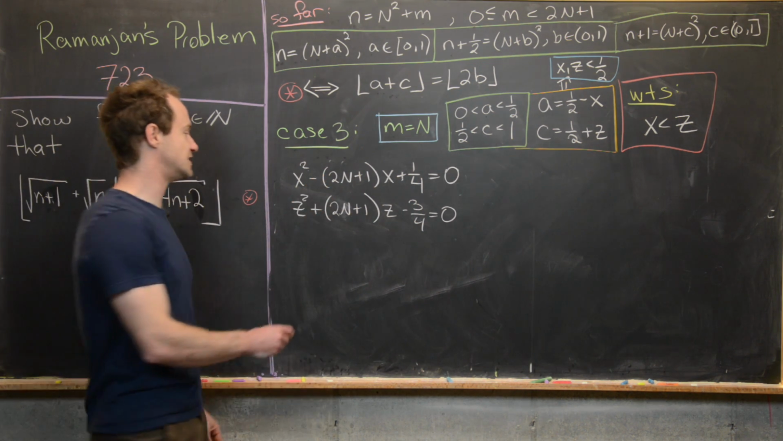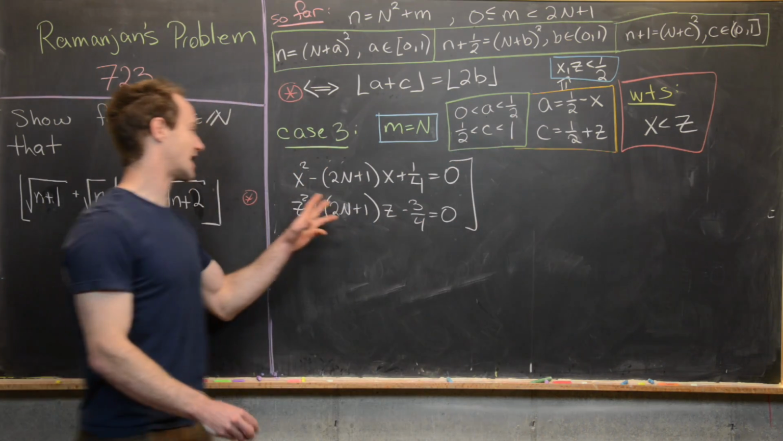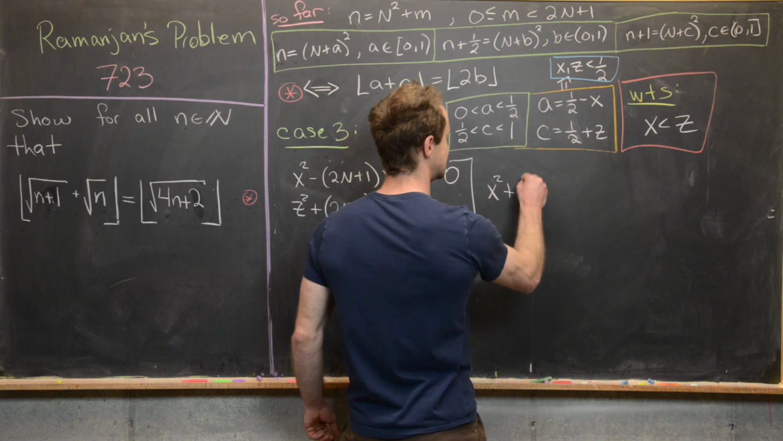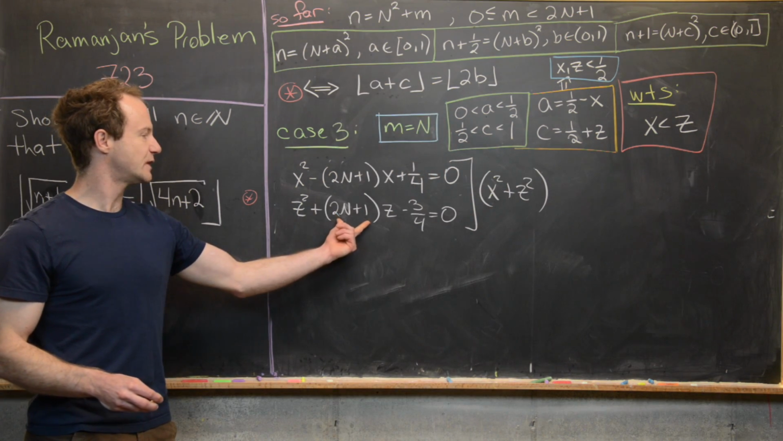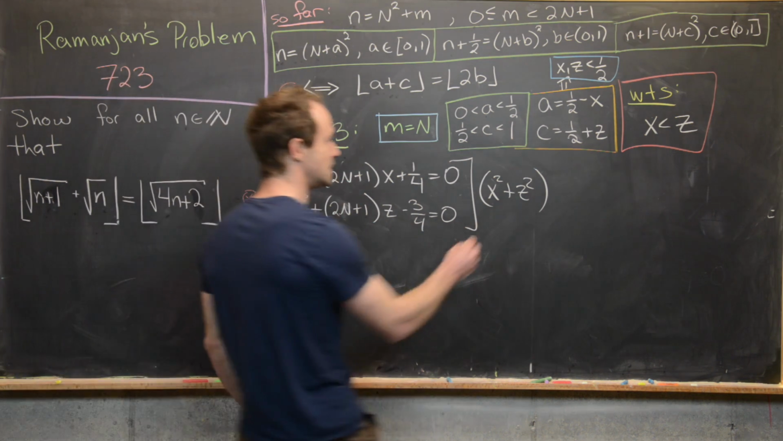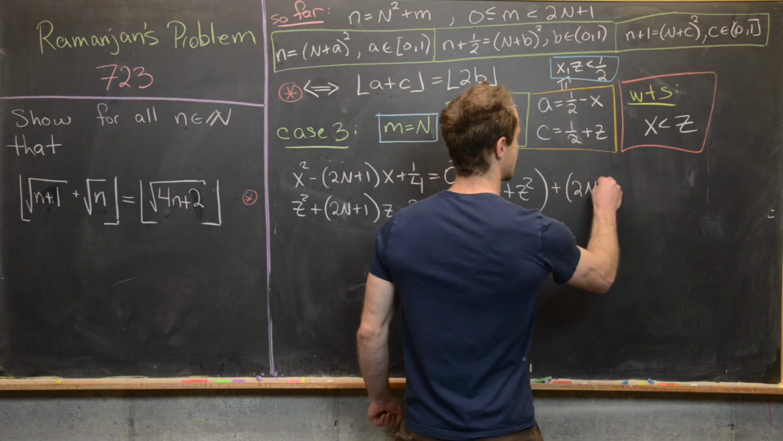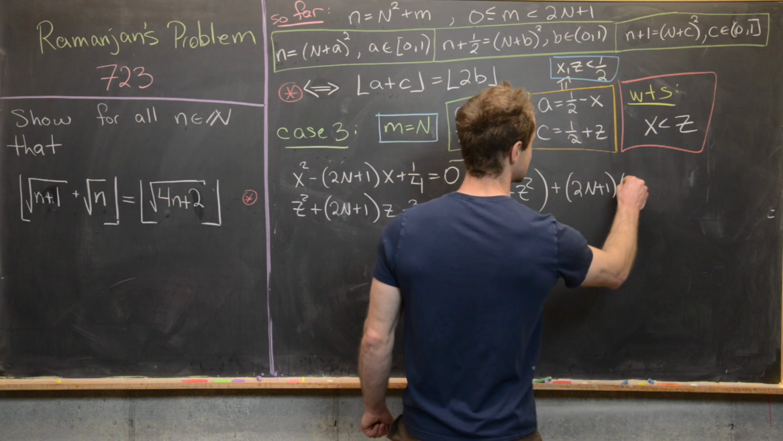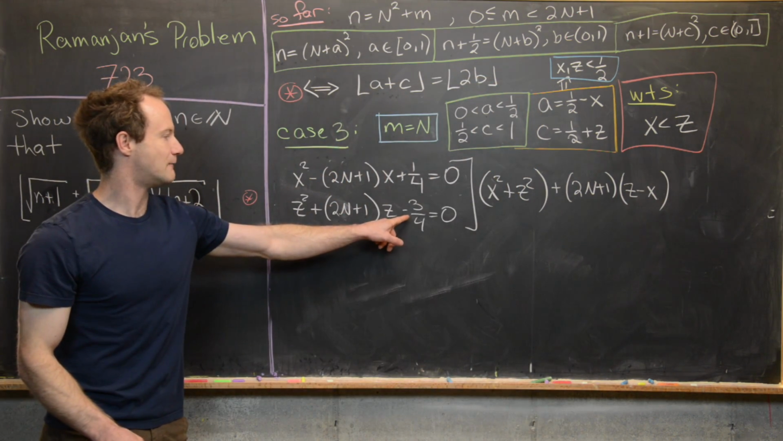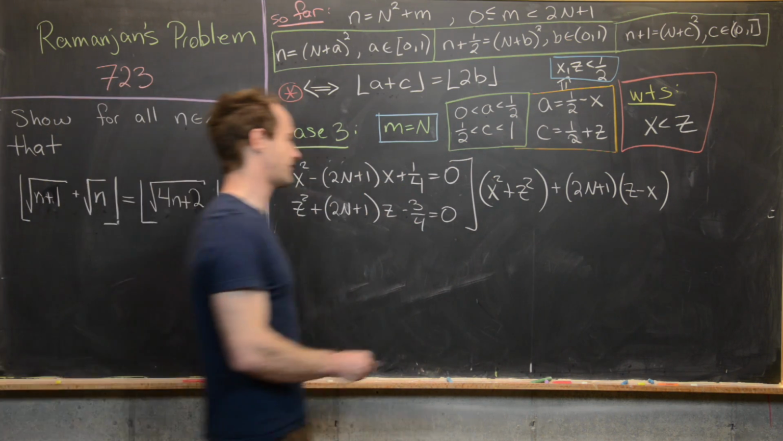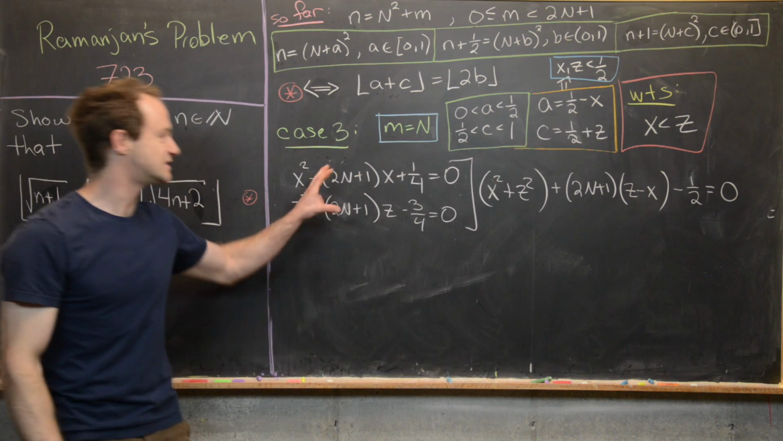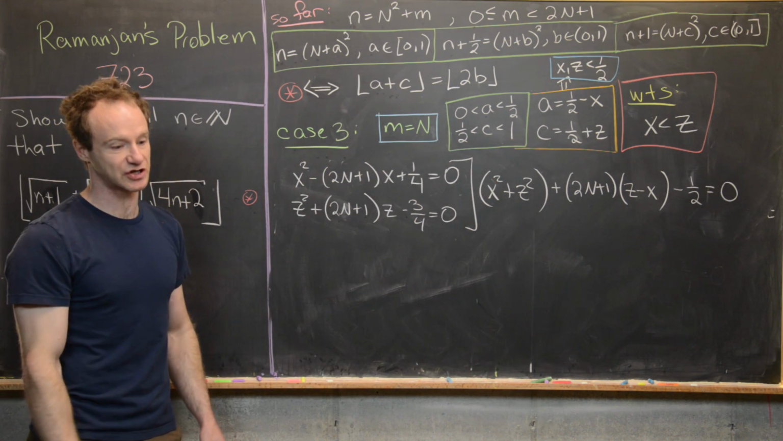Okay, so now what I want to do is add these 2 quadratic equations and see what we get. So notice we'll have x squared plus z squared. And then notice we have 2n plus 1 are both coefficients of this. This one contains a minus sign. So we can write this as the quantity 2n plus 1 times z minus x. If we add those, and now we have minus 3/4 plus 1/2. So that's going to be minus 1/2 equals 0. So we put these 2 equations together into one equation like that.